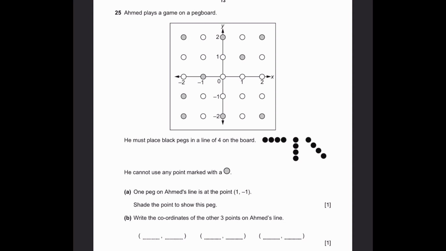So 1, minus 1, that means x equals 1 and y equals minus 1. So that means it'll intersect right there. So we shade right there.